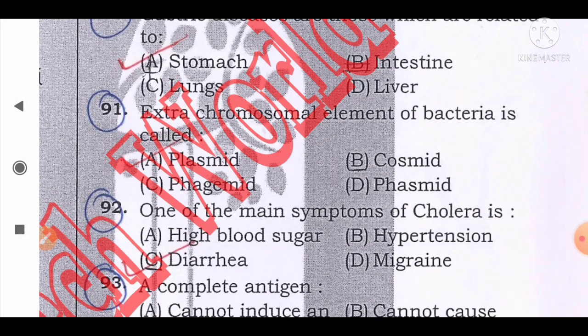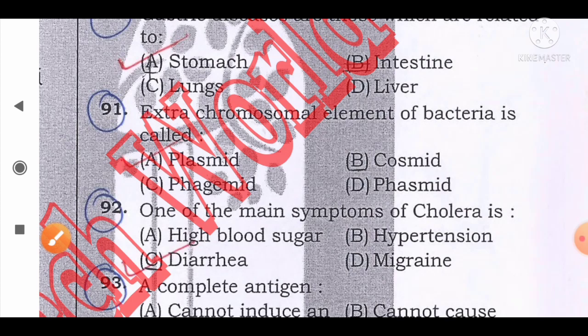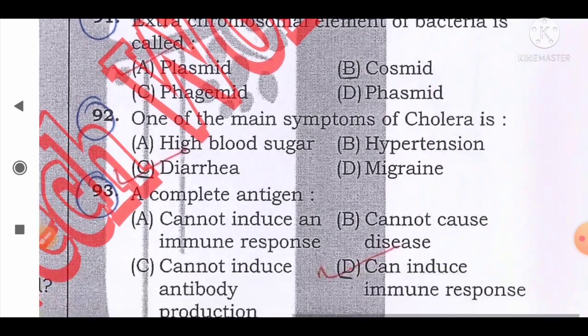Move to the next question number 91. Extra chromosomal element of bacteria is called A. Plasmid, B. Cosmid, C. Phagemid, D. Phasmid. And the correct answer for this question, it is known as plasmid. So option A, plasmid, is the correct answer, which means extra chromosomal elements of bacteria. So A, plasmid, is the correct answer for this question.